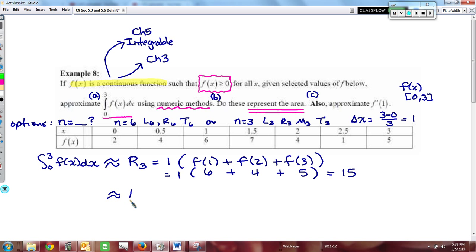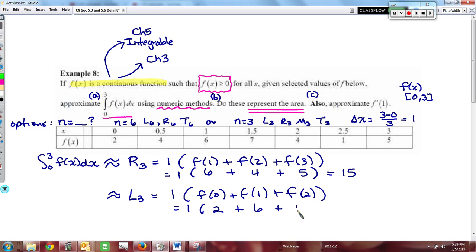Then I'm going to approximate with L3. So that would be 1, and on that one it would be f of 0, f of 1, and f of 2. So I can go get those values. And again, it's not necessary to write both of these. I'm just doing it for your benefit. So I would take 2 plus 6 plus my 4, which is going to give me 12.